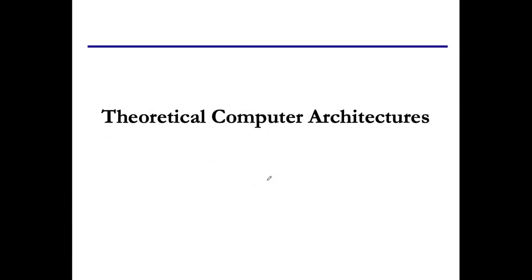Okay, so with this, I would like to stop the session. So this is all about computer architecture and the general idea of computer architecture.